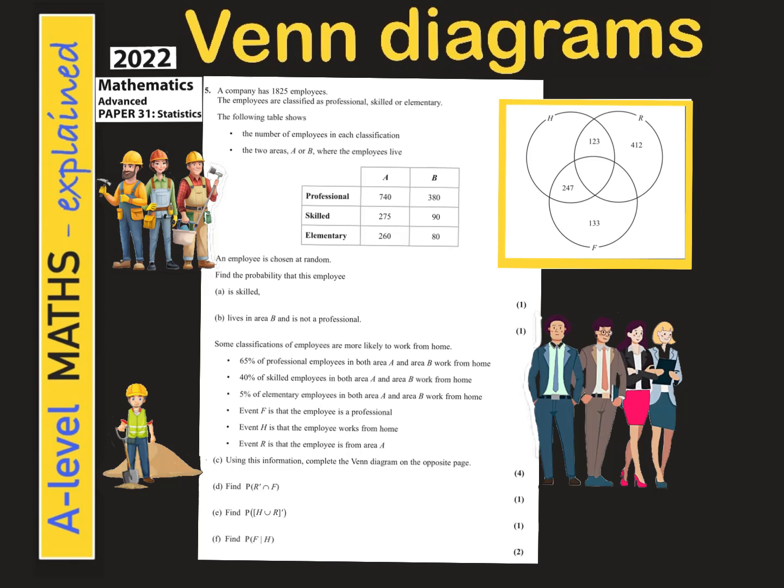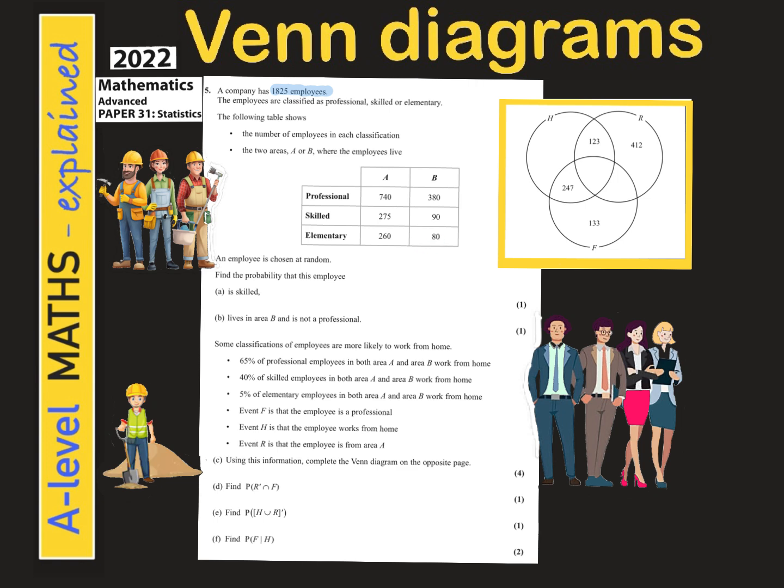This problem has to do with a company which has 1,825 employees. The employees are classified as professional, skilled, or elementary. The table shows us the number of employees in each classification. The number of employees who are classified as professional is 740 plus 380. If you're skilled, there's 275 plus 90, and elementary is 260 plus 80.